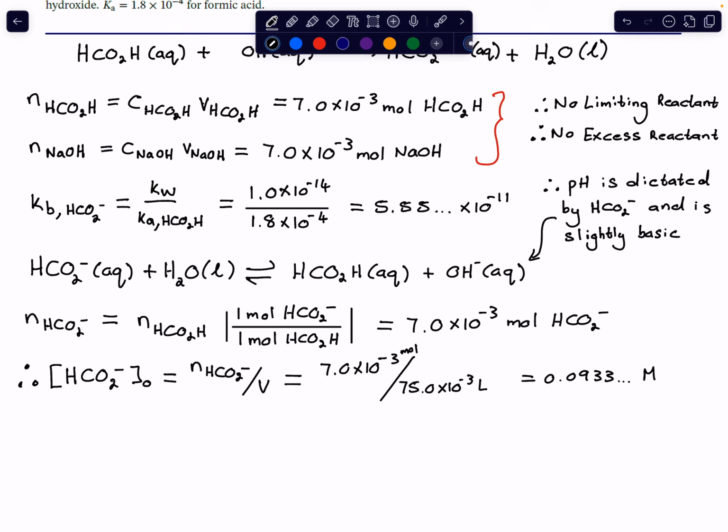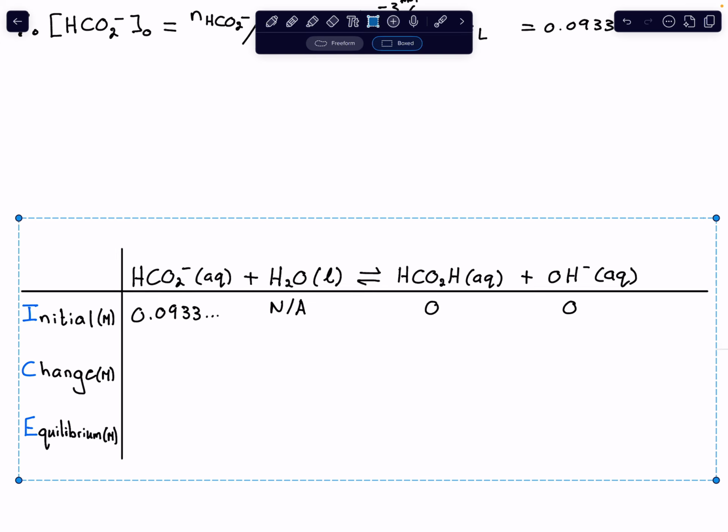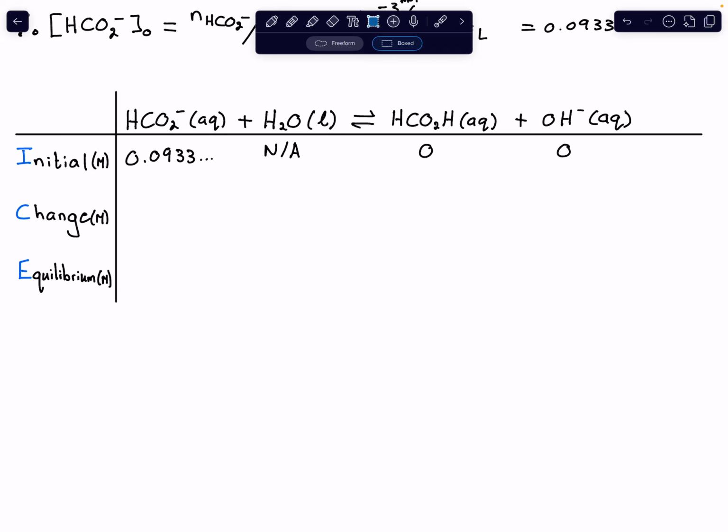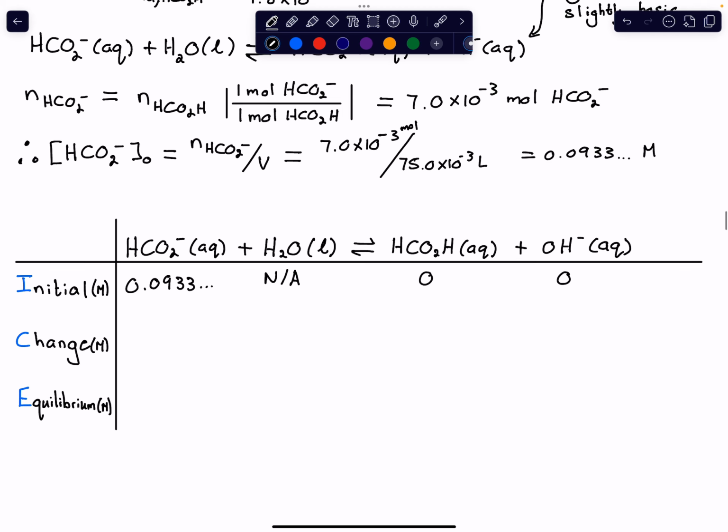Right, now to get the concentration of the hydroxide, to calculate the pH, we of course need an ICE table. So I've gone ahead and drawn out the ICE table. Of course, initial, change, equilibrium, all in molar quantities. So I've written down our initial concentration of 0.0933. Water doesn't participate, its concentration remains constant. And then we have formic acid that forms, and the hydroxide anion, they don't have initial concentrations, right? Because they're not yet formed.